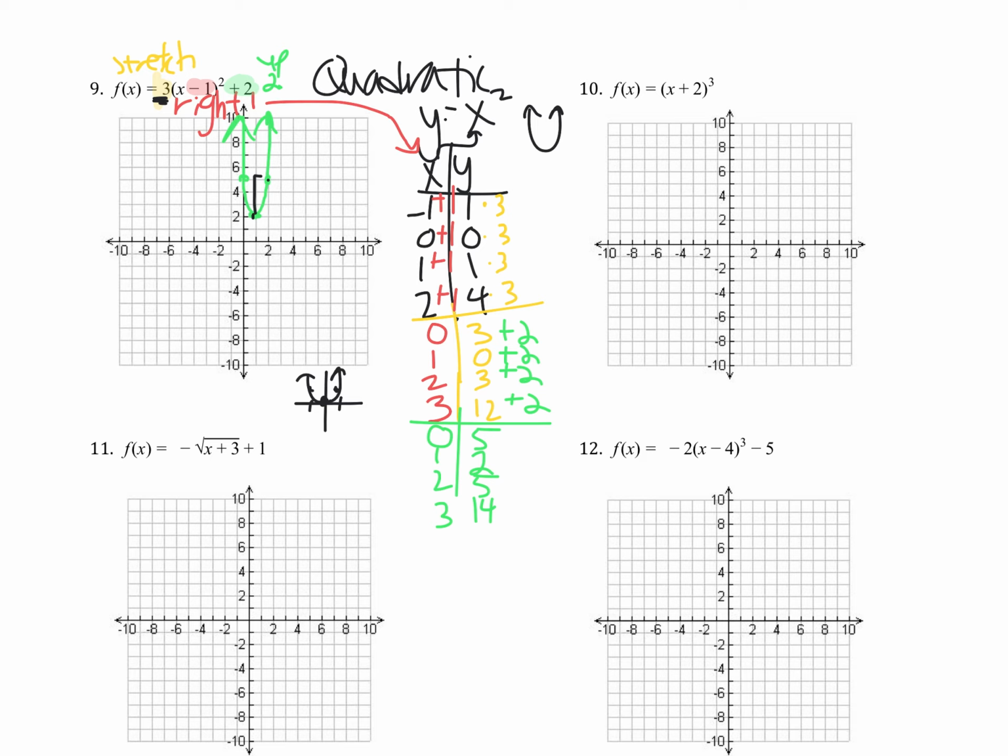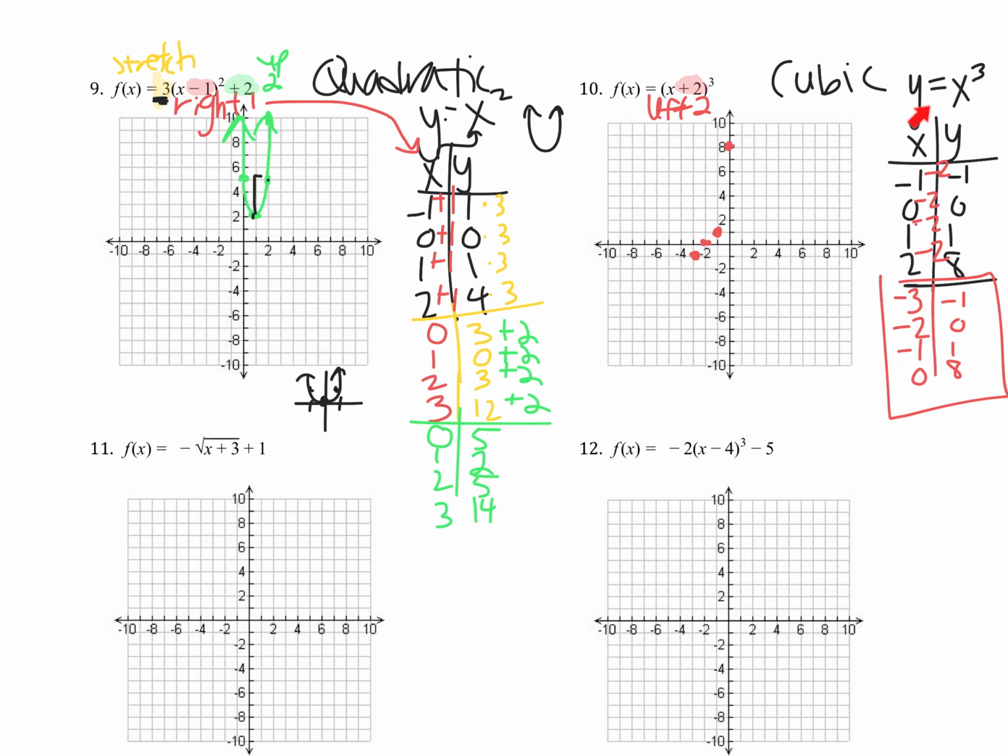See if you can get the next one started and compare it to what we have. This one is the cubic function. So we start with the -1, 0, 1, 2. If I were to cube all those, I'll get -1, 0, 1, 8.